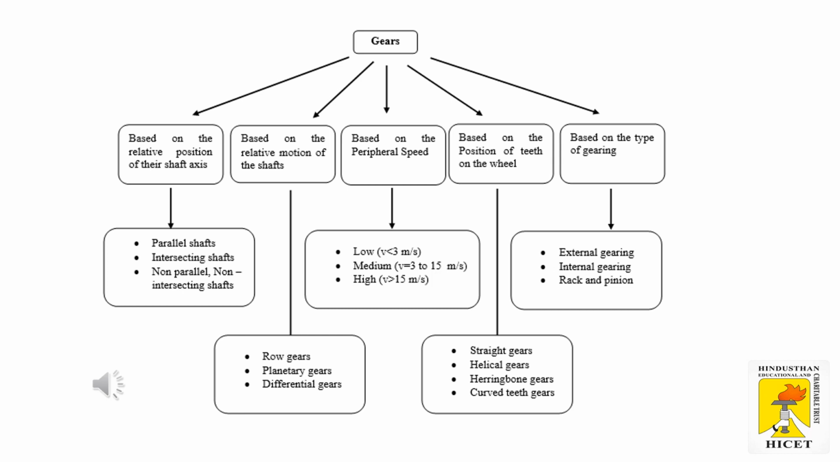According to the position of the teeth on the wheels, gears are classified into four types: straight gears, helical gears, herringbone gears, curved teeth gears. And based on the type of gearing, that is external gearing, internal gearing, and the rack and pinion gear.